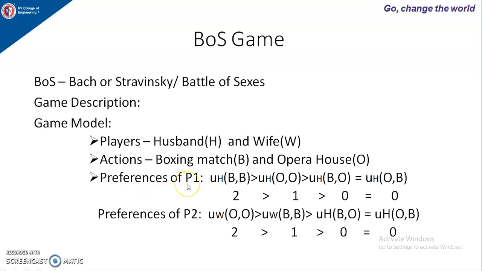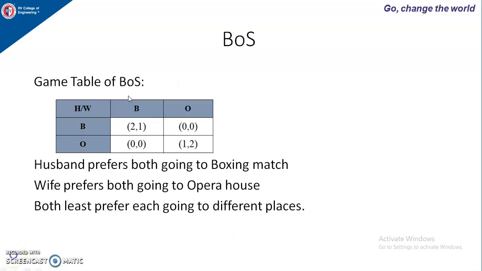The preferences of the player 1 will be both of them going to boxing match over both of them going to opera house, with the least preferred action being each of them going to different matches, one going to boxing match and the other going to opera house. Similarly, the preferences of the player 2 will be both of them going to opera house over both of them going to boxing match, and the least preferred will be each of them going to different matches.